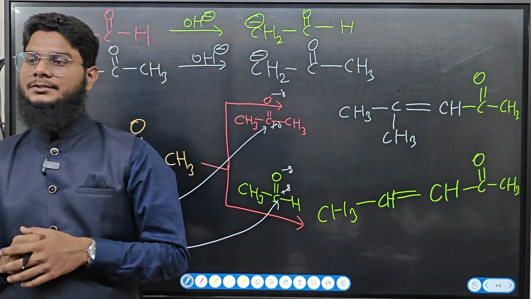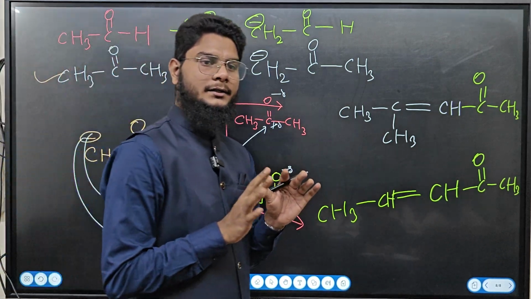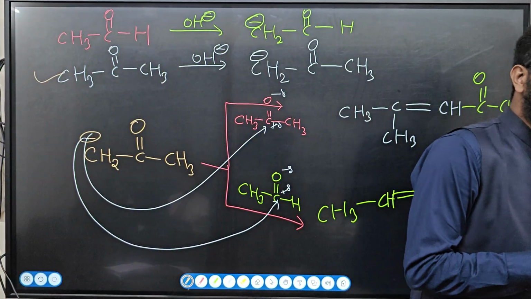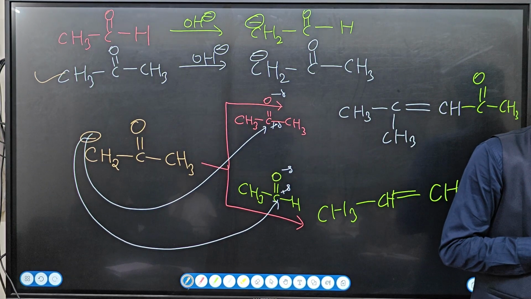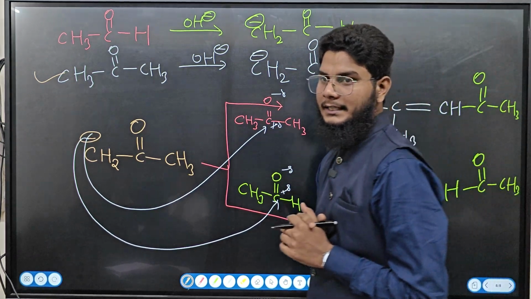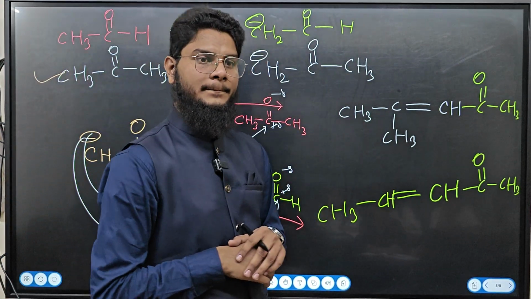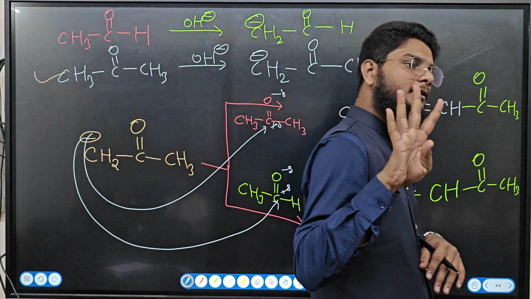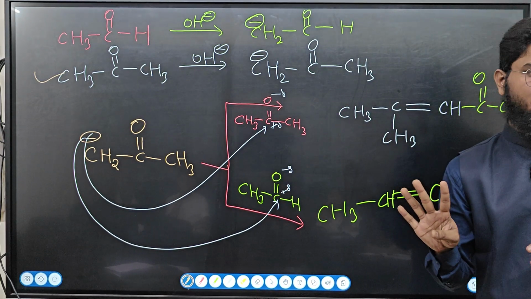Check the last two. All are different, right? All are different products. So in case of cross aldol, if both the carbonyl compounds have alpha hydrogen, then the total number of products is 4, right? Total number of products is 4.